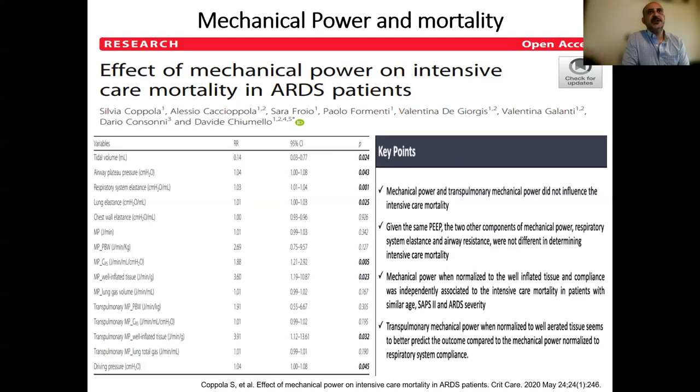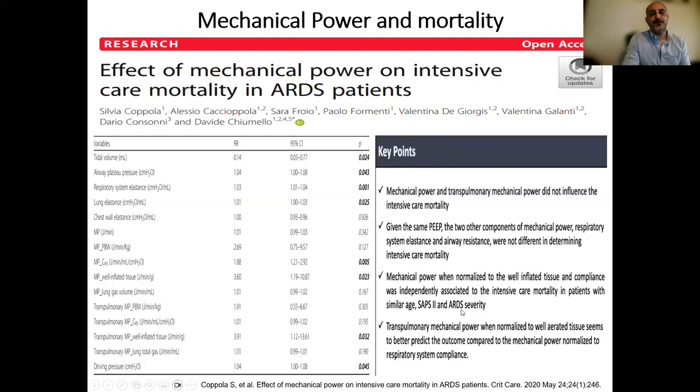And I put this slide just to show that, again, we do not yet have a consensus or full understanding of mechanical power and its relation. They found that given same PEEP, the two other components of mechanical power, which are the respiratory system elastance and airway resistance, were not different in determining the intensive care mortality. But they found that when mechanical power was normalized to the well-inflated tissue and the compliance, it was an independent factor associated with intensive care mortality in patients with similar age, SAPS, and ARDS severity.